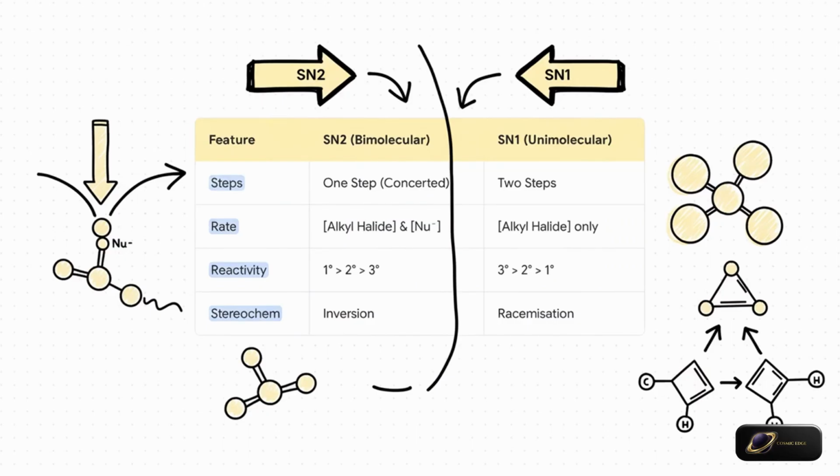So let's put them head to head. SN2 is one step, SN1 is two. The SN2 speed depends on both players, SN1 only on the haloalkane. And look at this, their reactivity preference is the complete opposite. SN2 likes the least crowded, primary ones, but SN1 prefers the most crowded, tertiary ones, because they form the most stable carbocation. This is a huge difference, and it leads to completely different 3D outcomes.